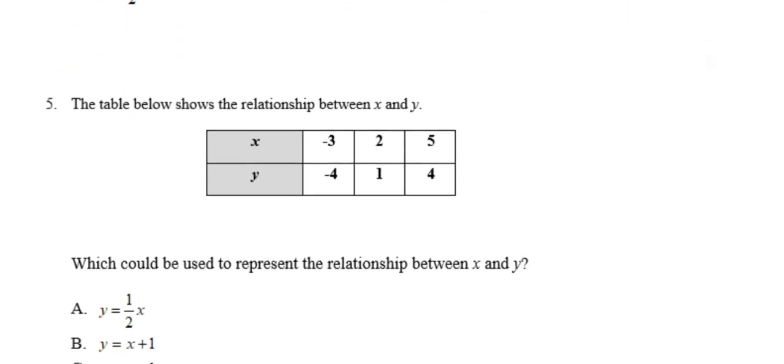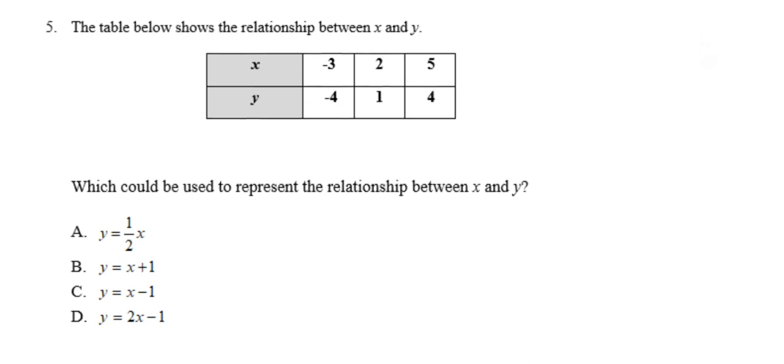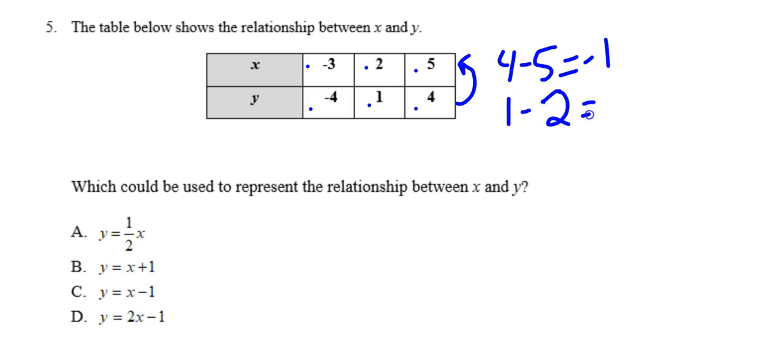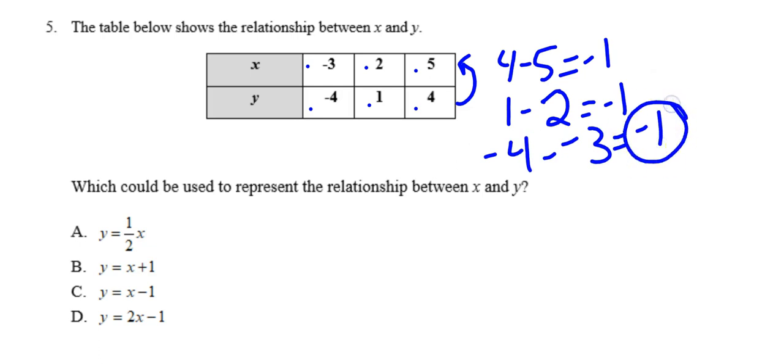Number 5, now we're looking for the relationship between x and y again. I know we're in the additive section, but it could be proportional, so we always want to test for that by dividing y by x, y by x, y by x to see if it's proportional. We can see here that it's not. So now we can subtract y minus x. So 4 minus 5 is -1. Okay. 1 minus 2 is -1. -4 minus -3, you guessed it, -1. So our y-intercept is -1.